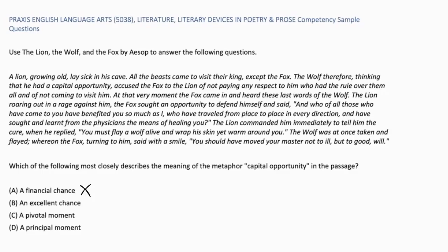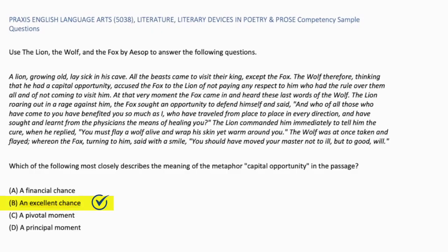It's about the wolf seeing a good opportunity to get the fox in trouble. C. A pivotal moment means a turning point or something that changes everything. The story doesn't show that this moment changes everything. It shows the wolf trying to take advantage. D. Principal means main or most important. But this moment isn't about importance. It's about the wolf spotting a perfect chance to accuse the fox. The correct answer is B, an excellent chance.